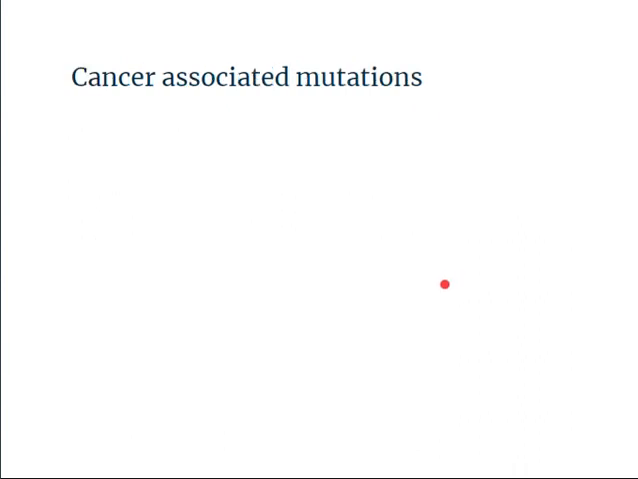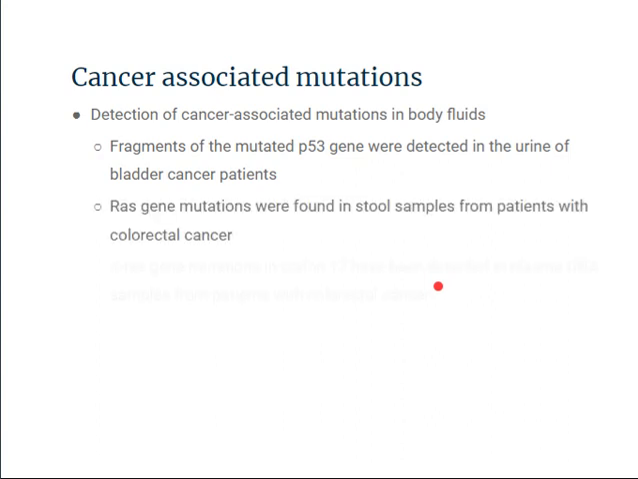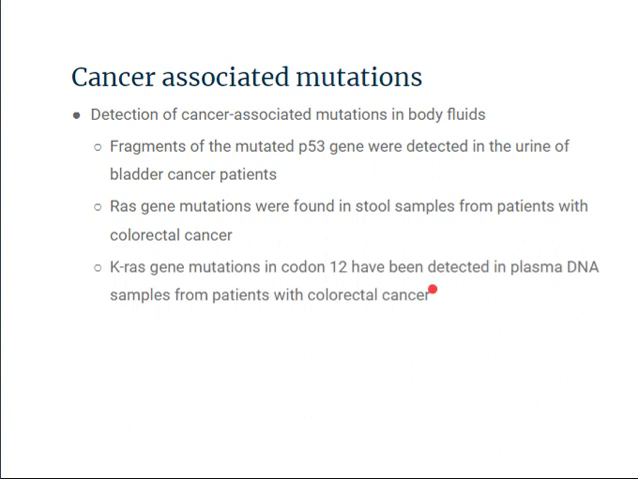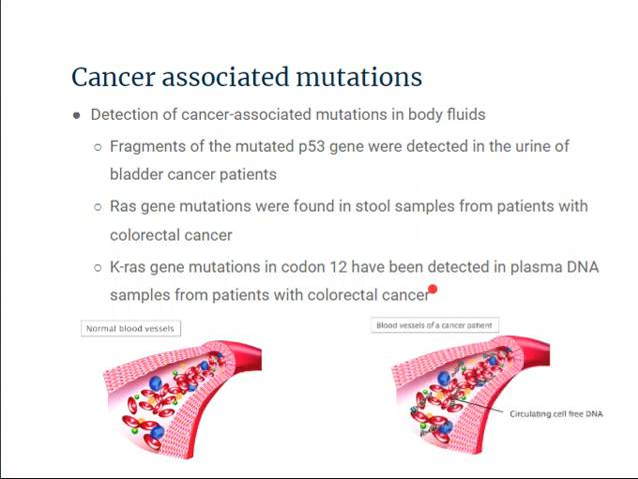Detection of cancer-associated mutations in the body fluids was first observed when fragments of the p53 gene were detected in the urine of bladder cancer patients, and RAS gene mutations were found in the stool samples from patients with colorectal cancers. Other DNA mutations have also been detected in cancer patients' blood, urine, or other body fluids.